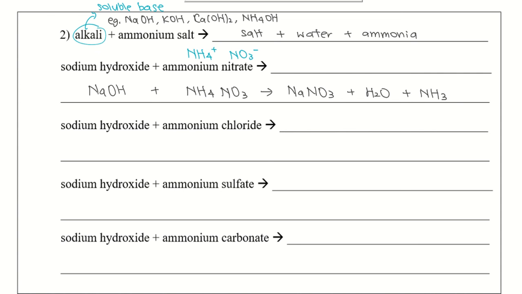Answer is sodium and nitrate, which gives me sodium nitrate. And remember, the formula for sodium nitrate is Na+ and NO3-. Hence, sodium nitrate is NaNO3. Now let's check, is it a balanced equation? Yes, it is a balanced chemical equation.